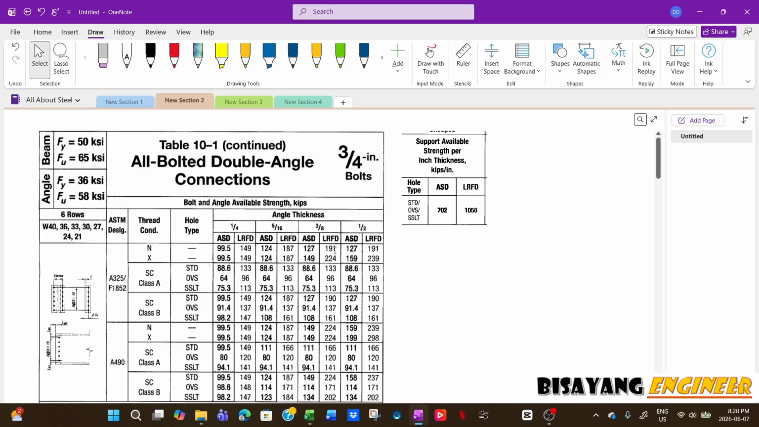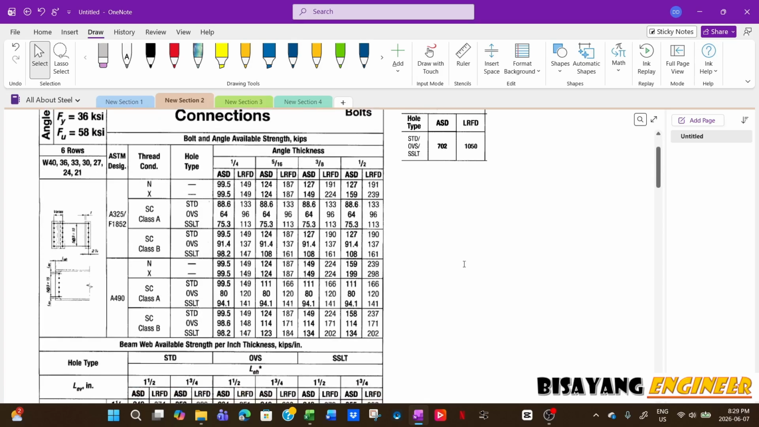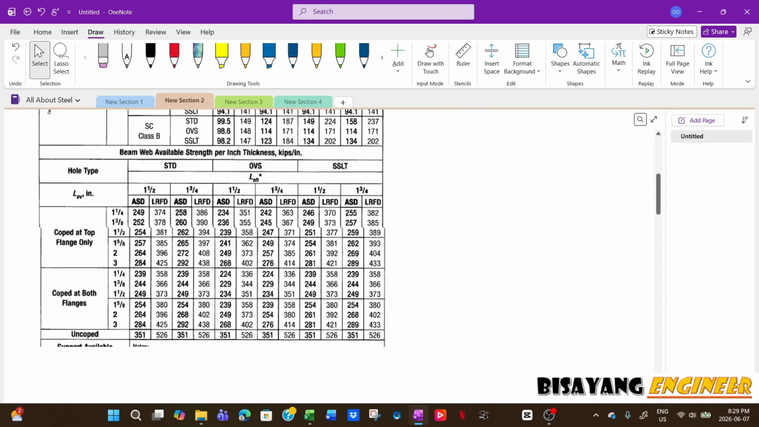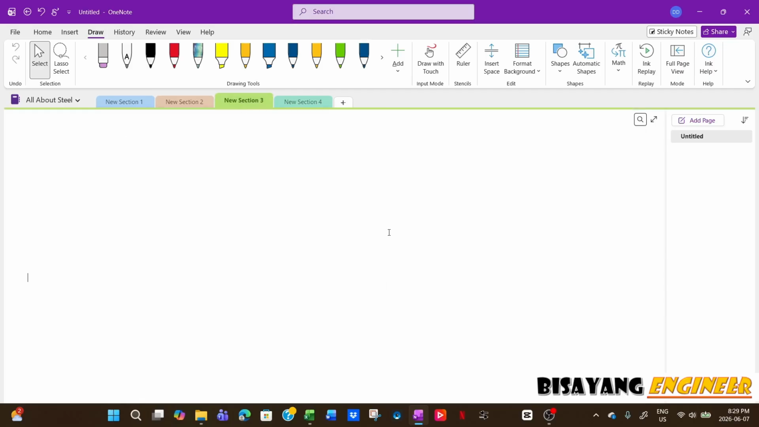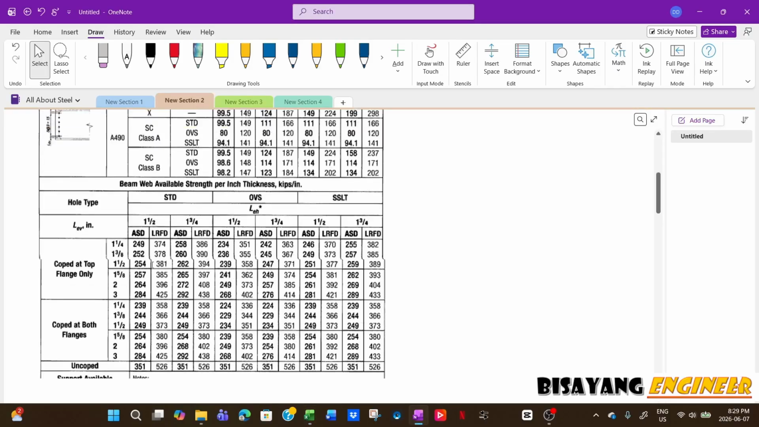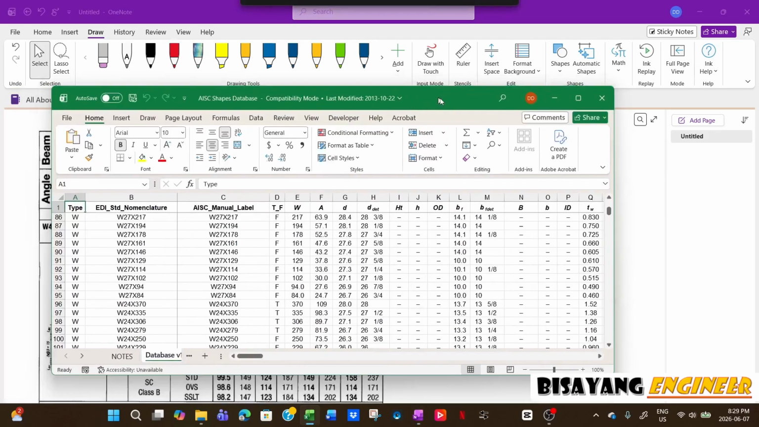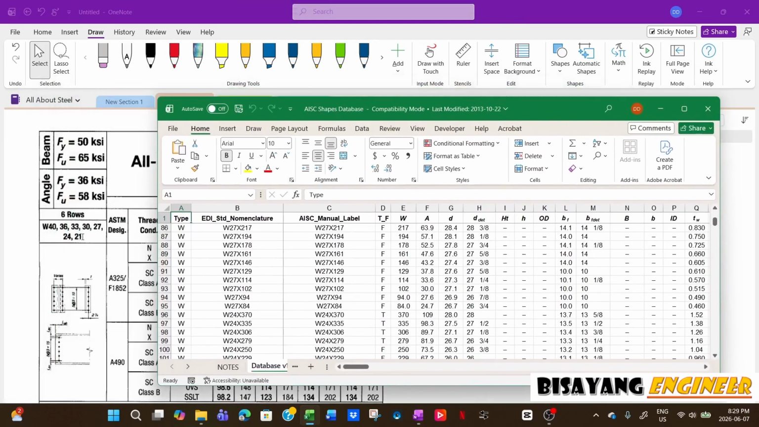So I would assume the table is still the same. Maybe there's a slight increase or decrease in capacities, but the steps or procedure will still be the same. So for example, what section, what table did I use here? W40, 36, 30, 27, 24. So we'll just use 24 because this table here includes W24.